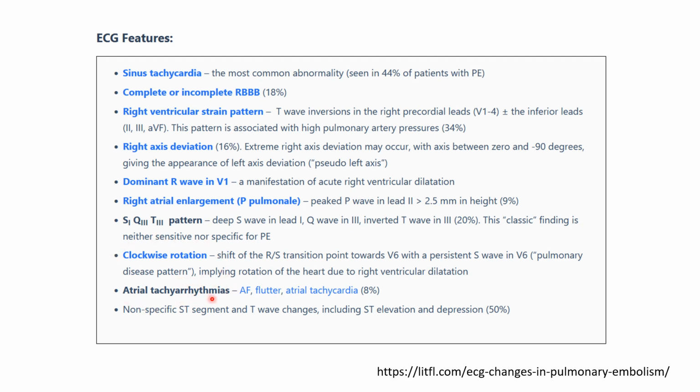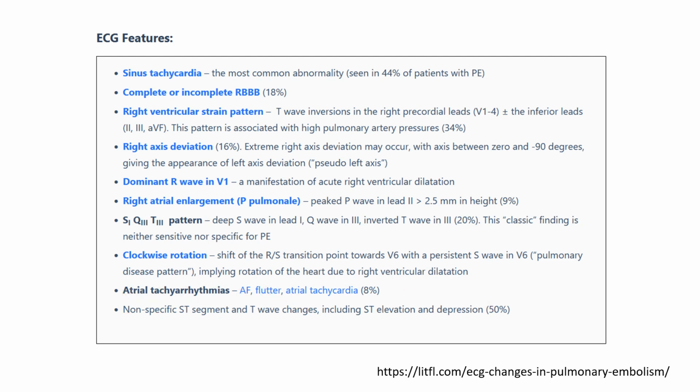Then you have atrial tachydysrhythmia. So any flutter and fibrillation can be an underlying PE. And then you may have your non-specific ST and T changes. These are quite common, and that's why it's hard to distinguish from ACS.